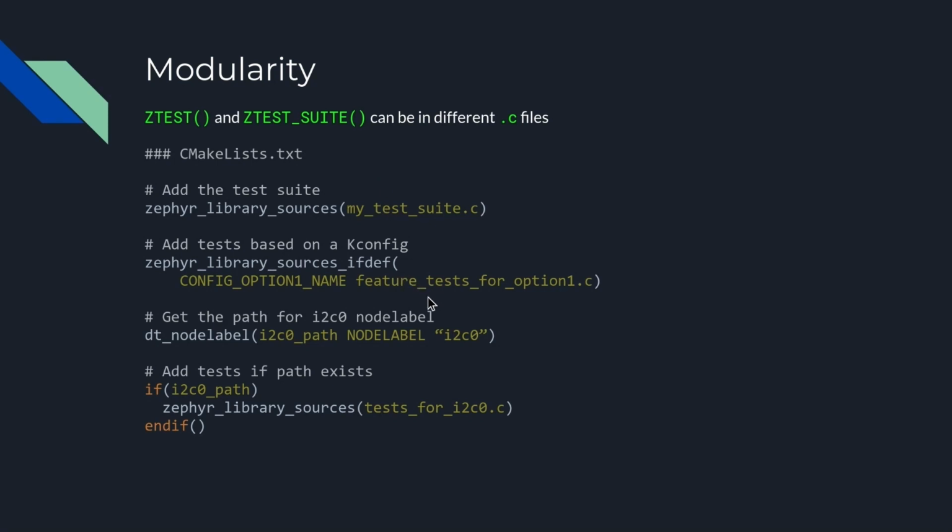Similarly, tests for i²c0, right here, require the i²c path. This way, we can also depend on device tree configurations whether or not we want to include these specific tests. This means that it's possible to create a Zephyr library of tests that can be attached to multiple different test binaries, and the library will only include the relevant tests.